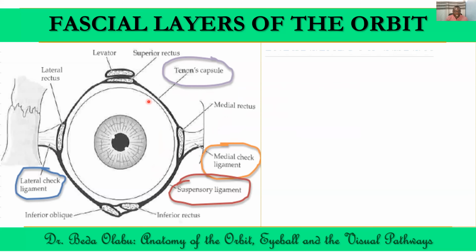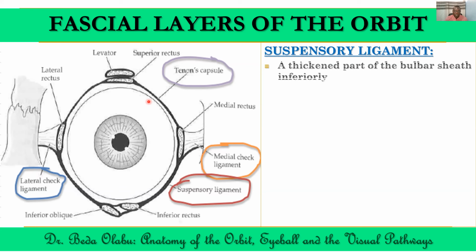All right, the other ligament to talk about is the suspensory ligament. The suspensory ligament is actually the thickened part of the bulbar fascia inferiorly. It's a thickening of the bulbar fascia inferiorly. So the bulbar fascia is thicker inferiorly compared to superiorly. So this inferior thickening is what we call the suspensory ligament. There are some things to note about the suspensory ligament though.